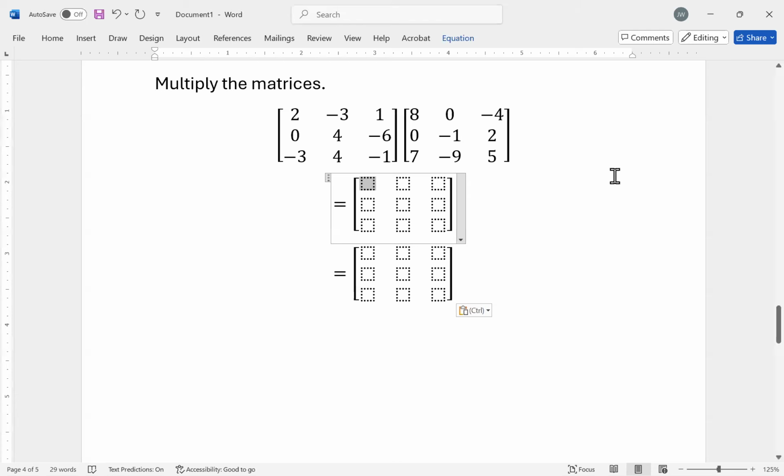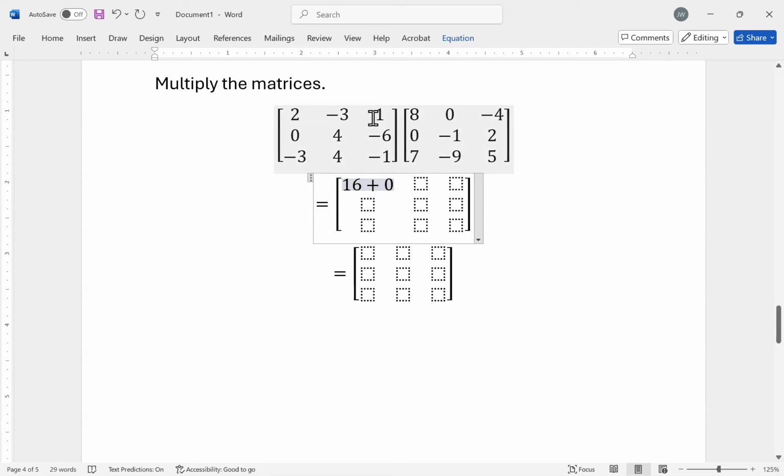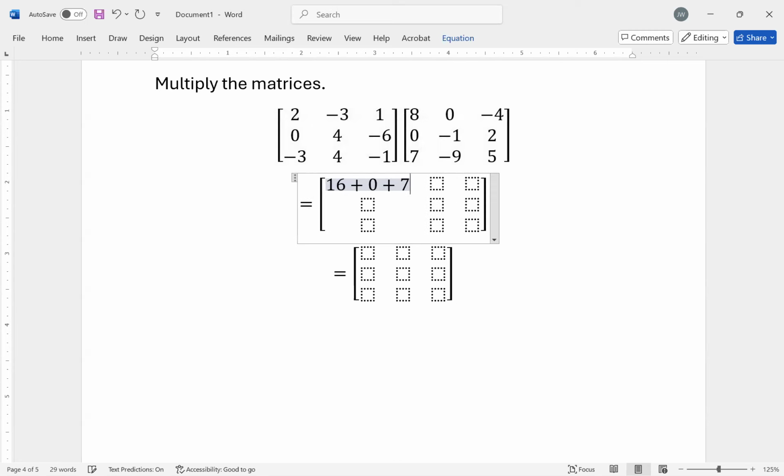All right, so the first thing we're going to do is take row 1 of the first matrix times column 1 of the second matrix. 2 times 8 becomes 16. -3 times 0 is a 0. And then 1 times 7 is a 7. So when we add those up, we end up with the number 23.